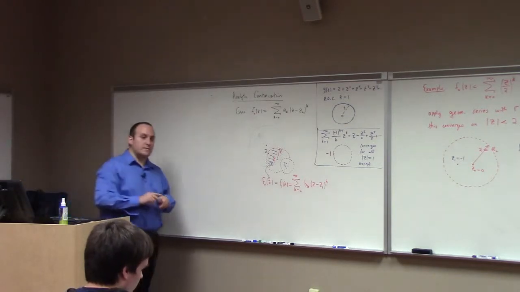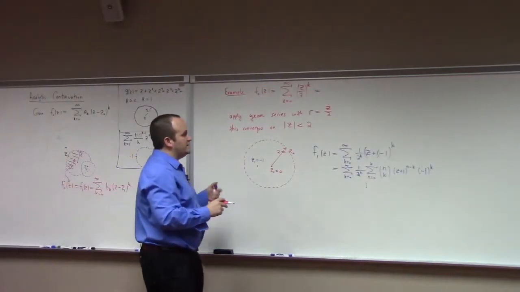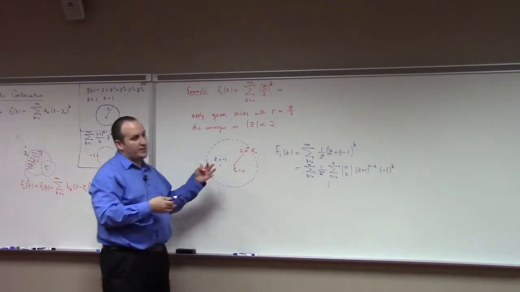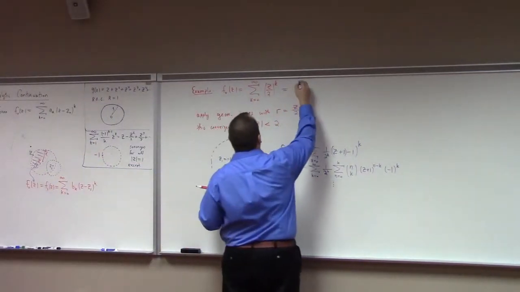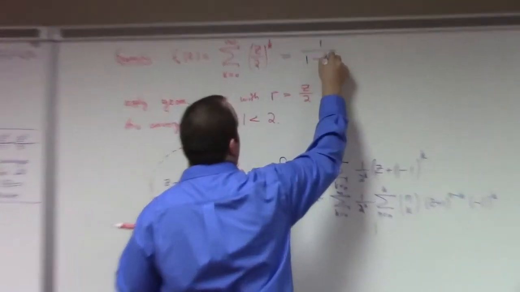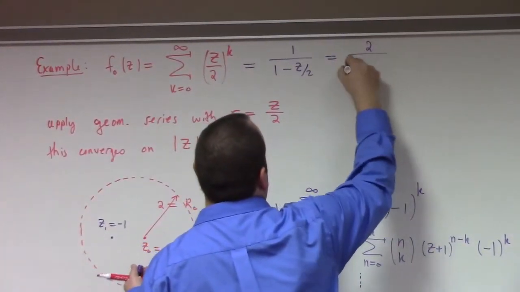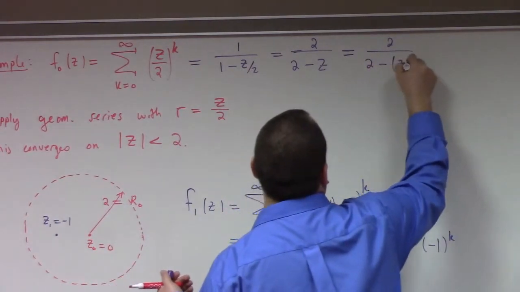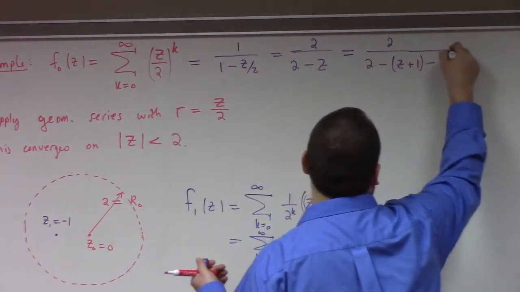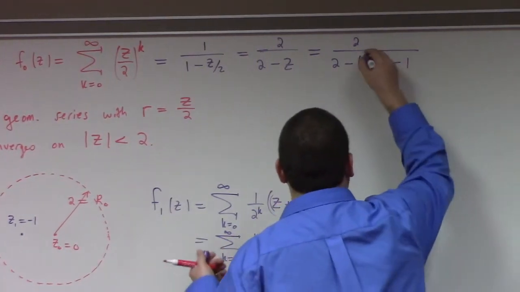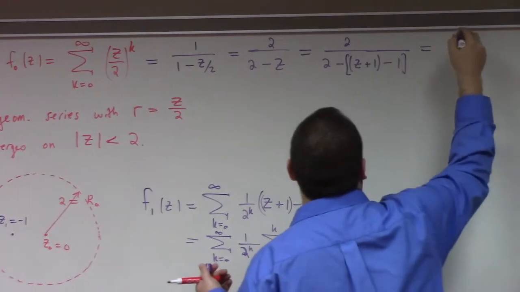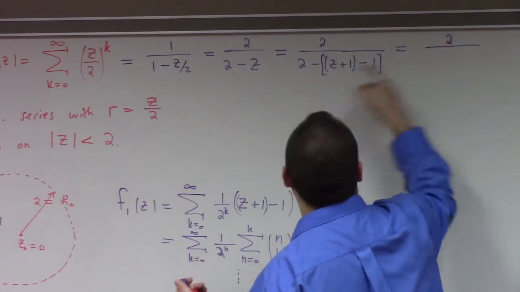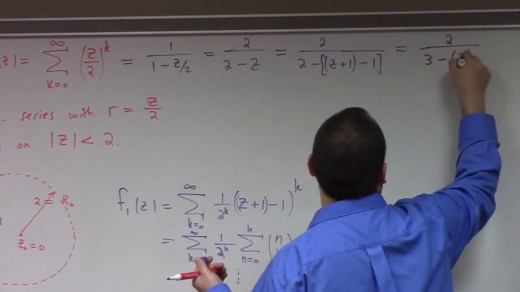But there's another way around here. See, because this isn't just any function. It's a geometric series, right? So we also know what formula this goes to, right? So I have a workaround here, because this is equal to what? This is equal to 1 over 1 minus z over 2, right? Which is 2 over 2 minus z, right? Which is 2 over 2 minus (z plus 1 minus 1), right? Excuse me. Which is what? Three. Does that give me a 3? I get 3 minus (z plus 1). Does that make sense?